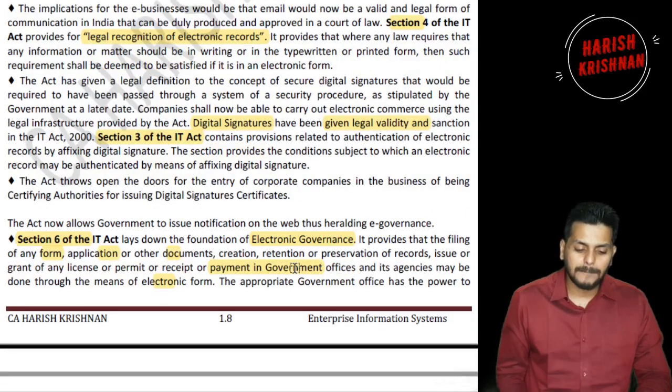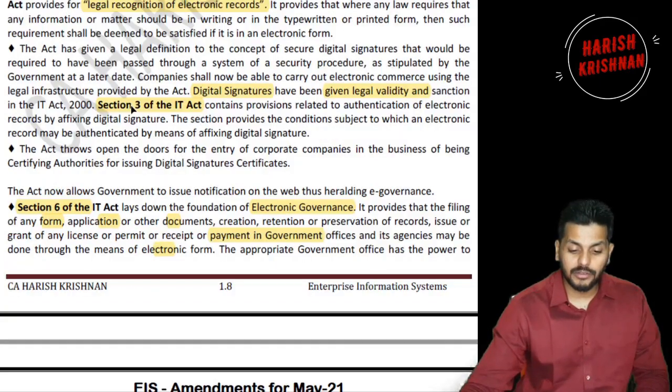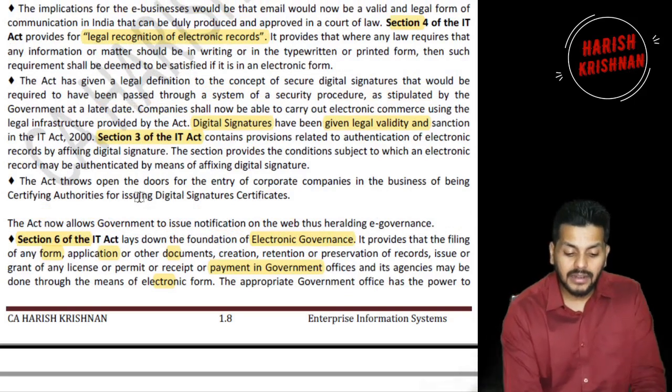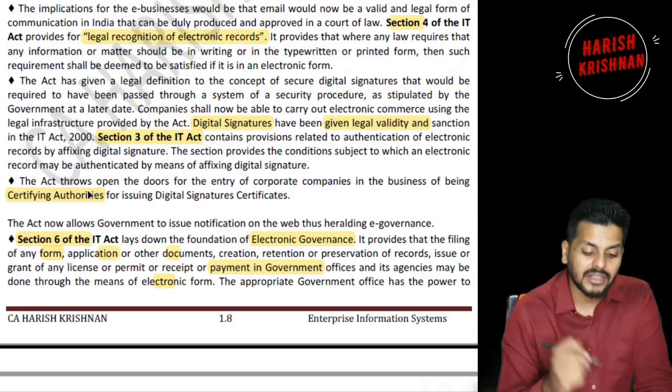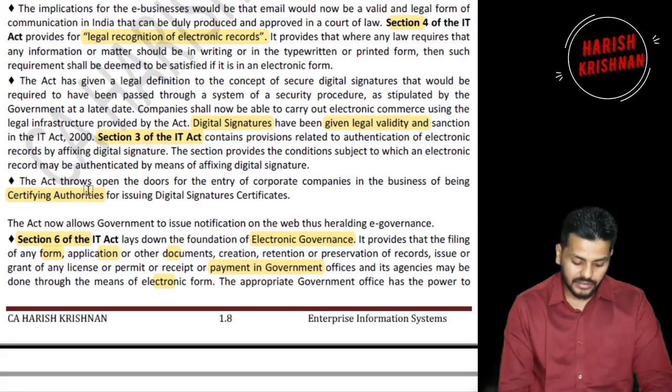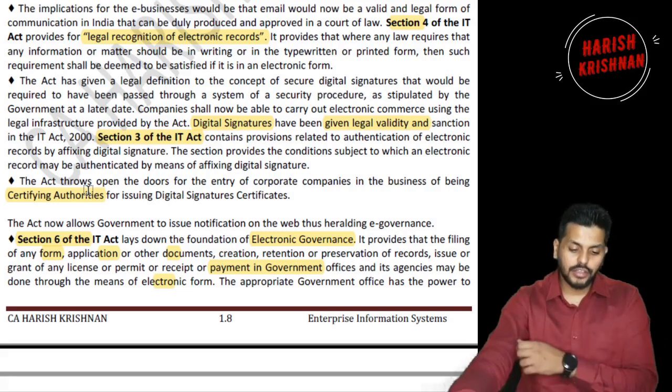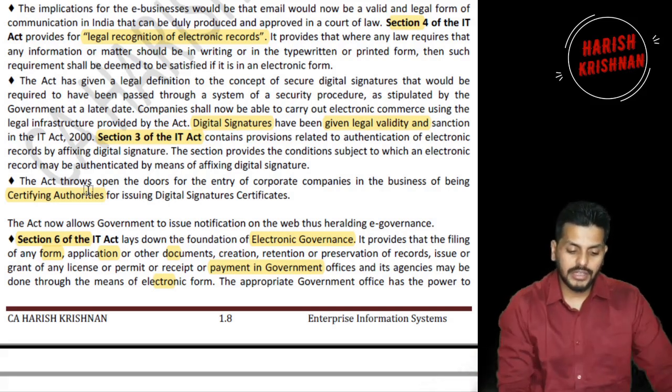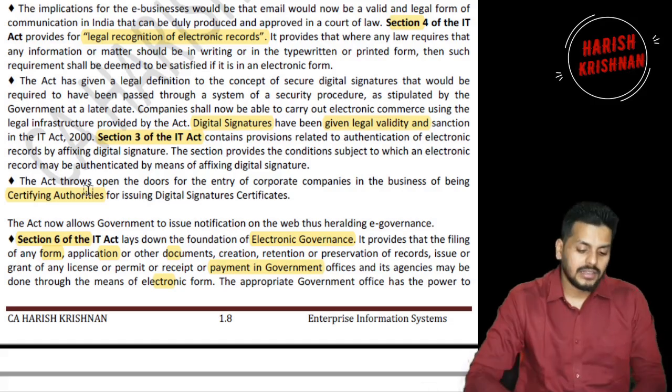Okay, so all of these permissions have been given in the Information Technology Act, and those who issue digital signatures are called certifying authorities. Please underline that also. That power is also given in section 6. Section 6 gives the power to certifying authorities for issuing digital signatures.